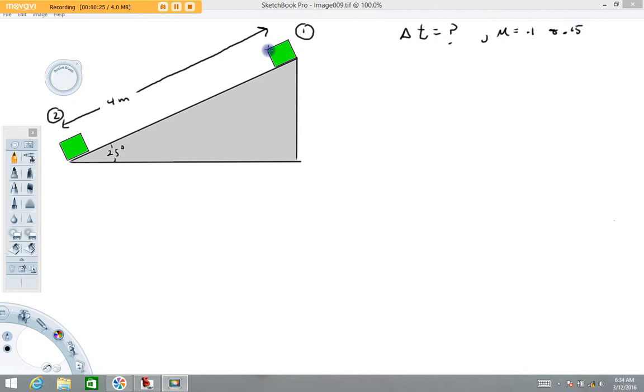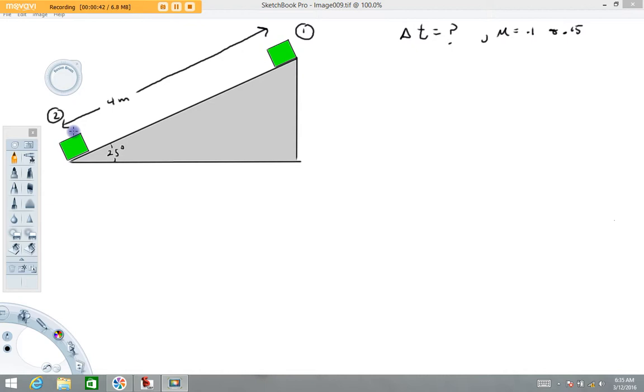And what we're going to try to figure out is this. Given frictional coefficients of 0.1 and 0.15, we're going to try to calculate the delta t, how long it's going to take this object to get from position 1 to the bottom, position 2.